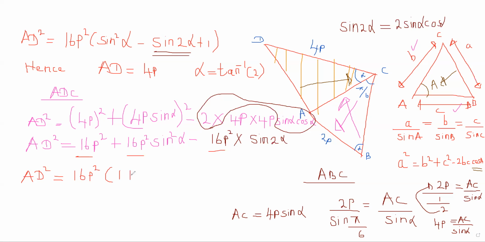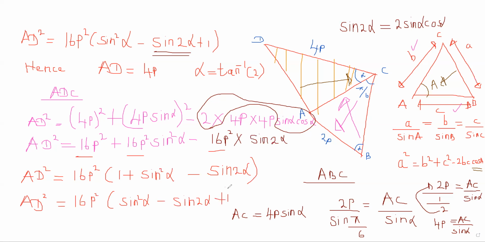That is 1 plus sine squared alpha, minus sine 2 alpha. Therefore, what did they ask to prove? They asked to prove AD squared. Therefore, we can write it here: AD squared is 16p squared times (sine squared alpha minus sine 2 alpha plus 1). So this is the proof they asked for. We have proved it, right?